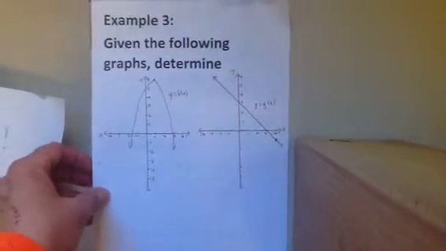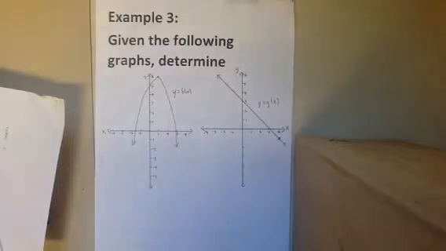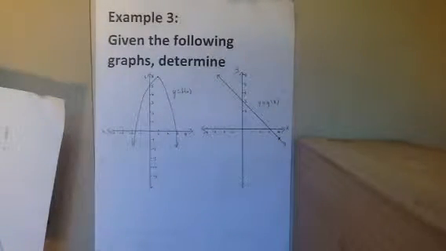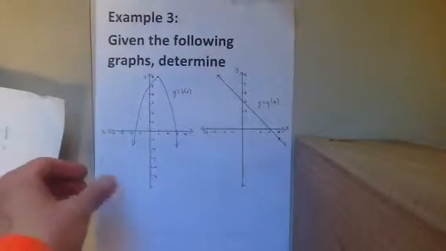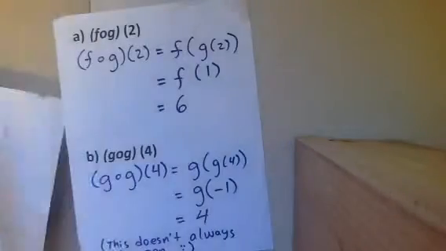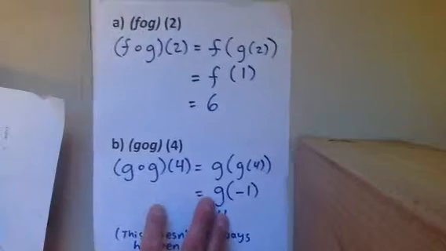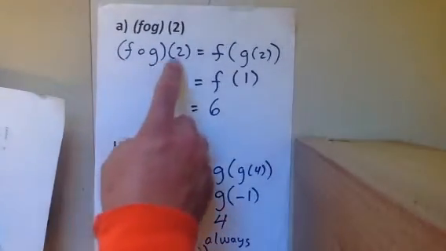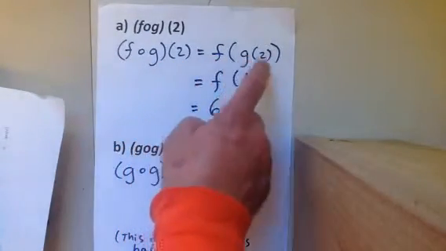And for this question here, we're going to look at the graphs. And hopefully you can see those graphs clearly in your video. And we want to determine what f at g at 2 equals. Well, f at g at 2 is the same as f of g of 2.